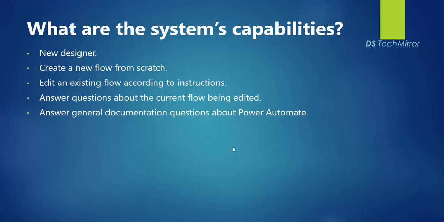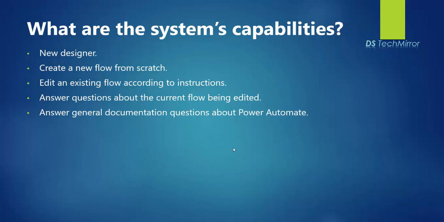Next is creating a new flow from scratch. The first and foremost and most useful capability of this Copilot is that we can create any new flow from scratch. We can describe a requirement to the Copilot in natural language, or our everyday language, and it will create a flow or a draft for us. We can review it. If we are not satisfied with the flow, we have to modify our prompt, and then accordingly it will make changes. And once we feel the structure it has created is good, you can go ahead and create that flow.